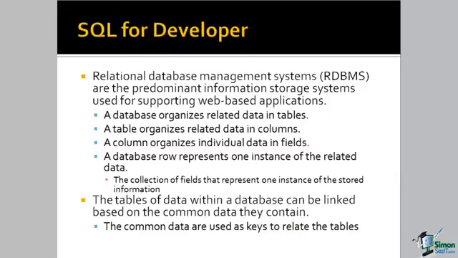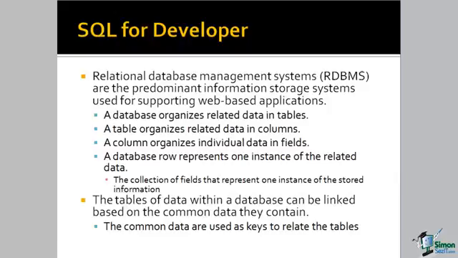A relational database system is organized as a set of containers. Database is a container of tables. A table is a container of data organized in columns. A row within the table represents one instance of related information.